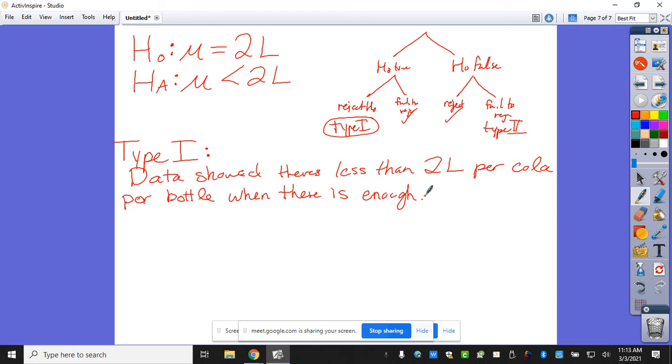So if we went to the company and said, here's our data, this is what we just showed. Like we're a third party company or something. We said, we took a sample, your sample shows that things aren't looking good, you're not filling enough. What does the company now have to go do?